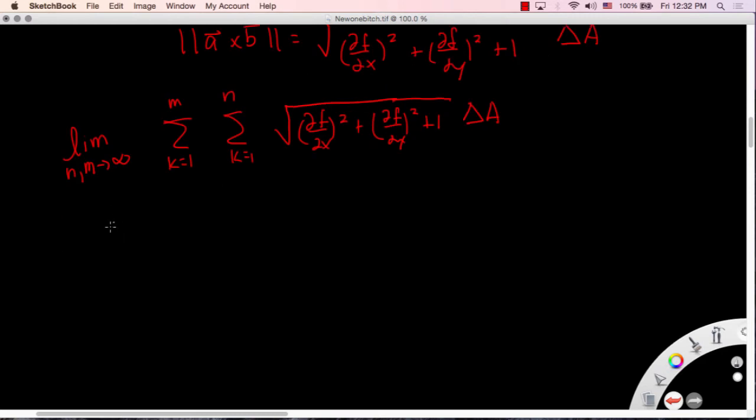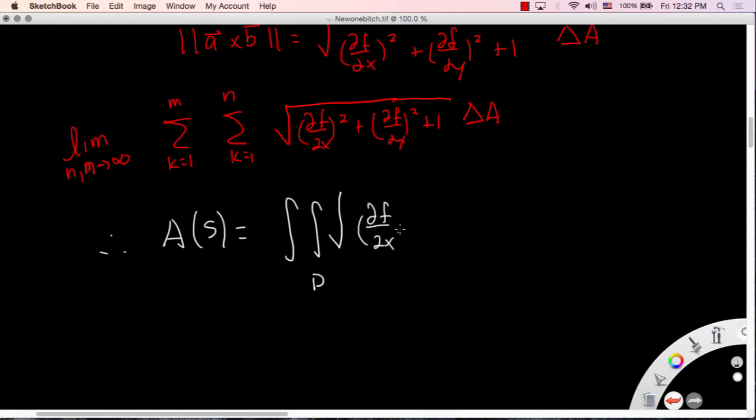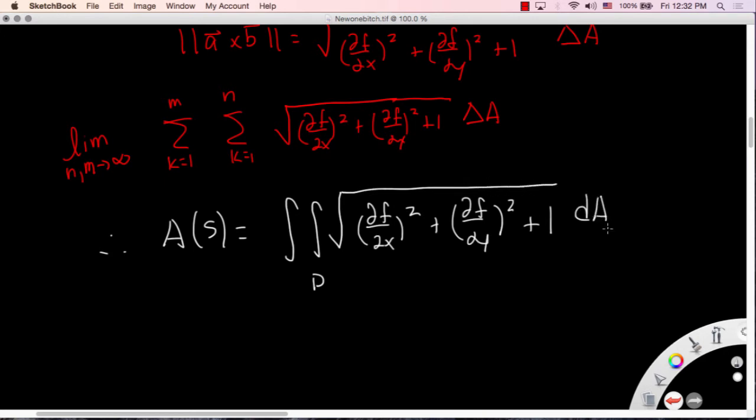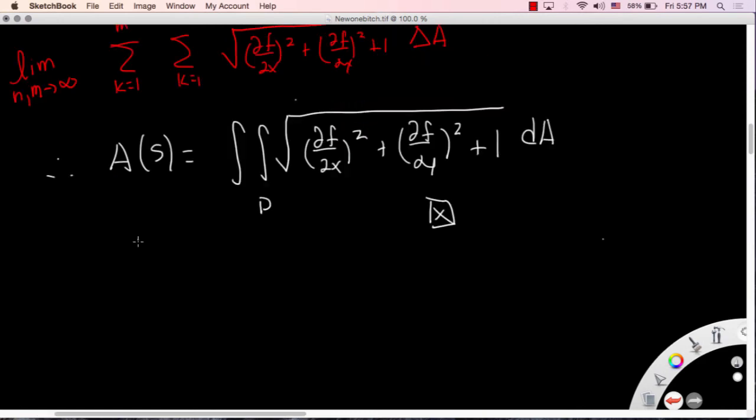Now for the continuous case, we'll have the area is the double integral over the domain D of the square root of partial f, partial x squared, plus partial f, partial y squared, plus 1 dA, which is dy dx, or dx dy, whichever one you prefer. And here is the proof.